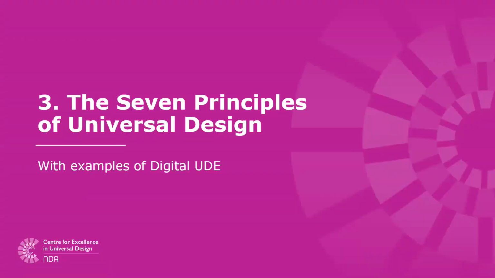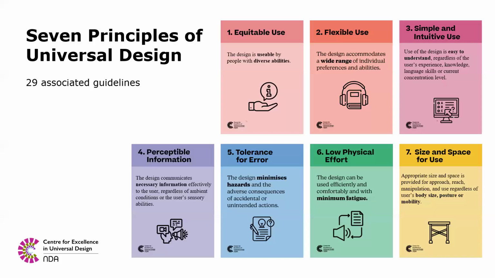So moving on to section 3, in this section we'll look at the 7 universal design principles and see how they might apply to the digital classroom. So here are the 7 principles, and each of these has a number of related guidelines. Both the principles and the guidelines are really useful to ensure that your course is usable by the greatest number of people possible. And the principles are equitable use, flexible use, simple and intuitive use, perceptible information, tolerance for error, low physical effort, and size and space for use. So now we'll go into each of these and explore how they apply to education.